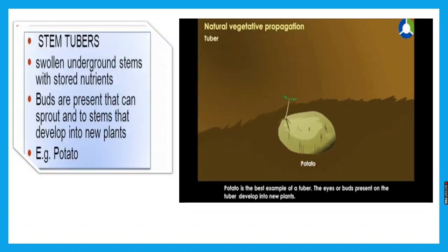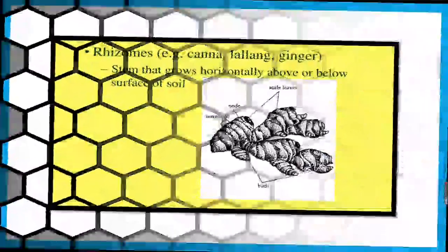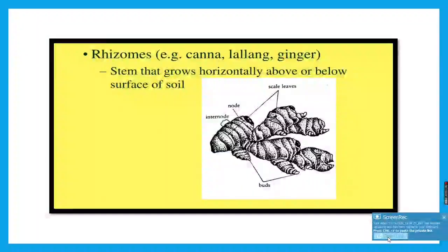Now, the second type of vegetative reproduction you have learned is rhizomes. The example is the ginger, and here is a picture of a ginger. The stem grows horizontally above or below the surface of the soil.